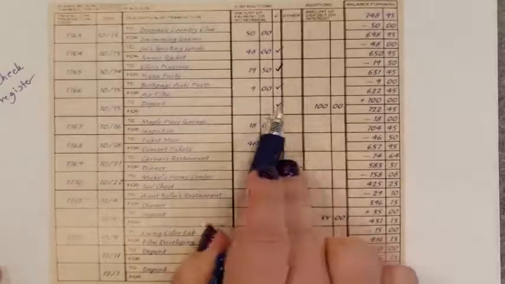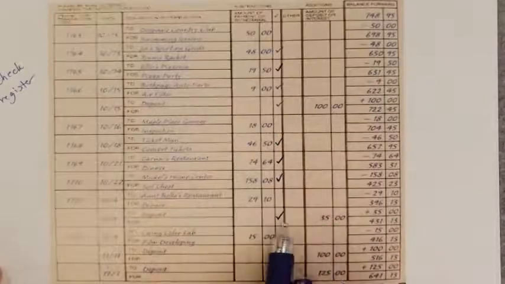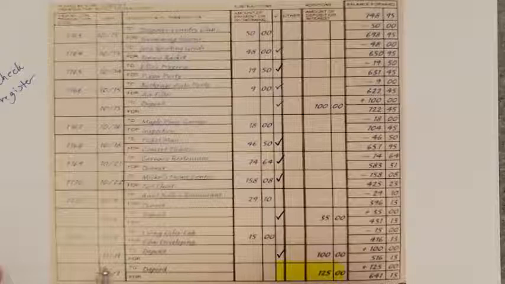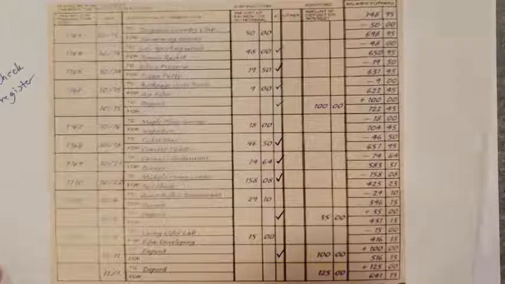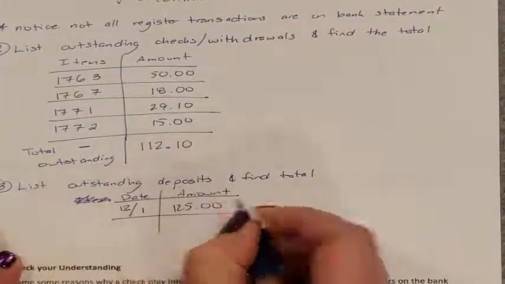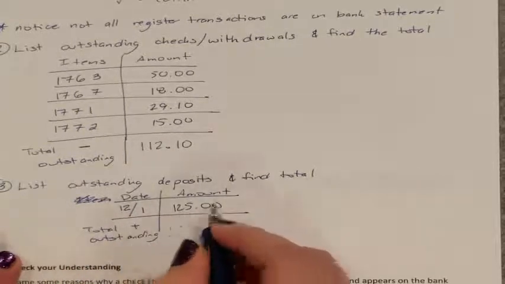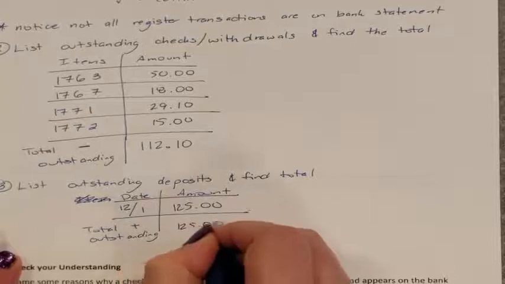So a deposit was checked, we're okay. Deposit was checked, we're okay. Deposit checked, we're okay. Deposit not checked. This deposit is missed. So on December 1st, I made a deposit of $125. So my total outstanding for all my deposits was just one deposit. It was $125.